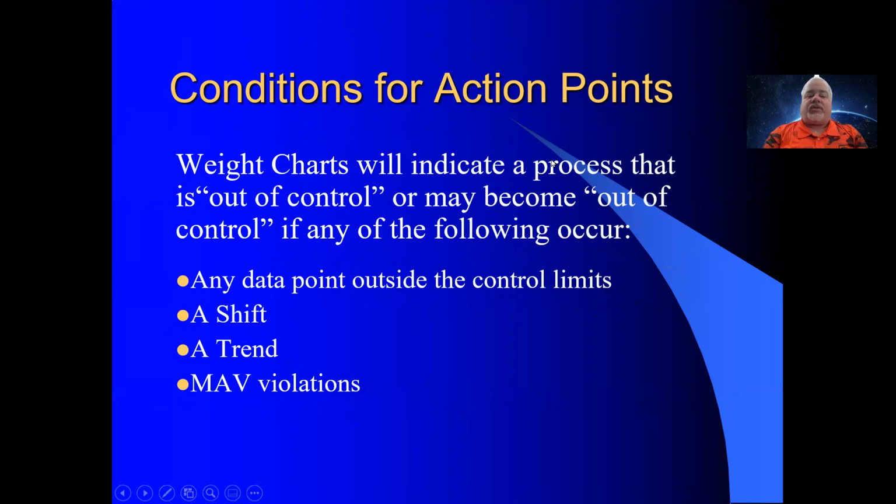Conditions for action points. There are 4 different conditions for an action point. An action point is when the quality assurance team says, we've got to step in and do something. We need to take action. There is either a problem or a potential problem about to happen, and you want to catch it before it gets too far. So if there's any data point outside of a control limit, that's an action point.